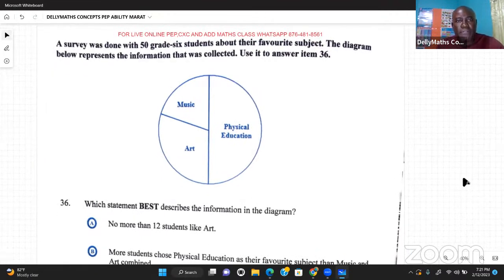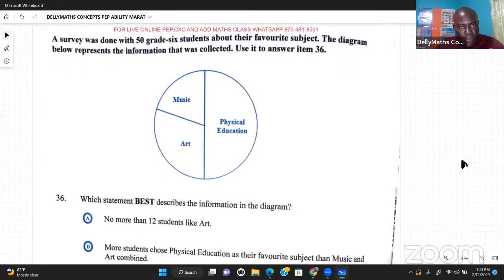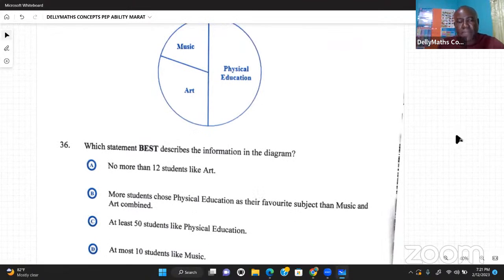50, remember there are 50 grade 6. So we're talking about 50 students. It says no more than 12. Now, half of 50 is 25, right? Half of 50 is 25. And half of this is like 12 and a half. I'm just saying, 1/4 of 50 is 12 and a half. This is more than 1/4, right? So that means this is more than 12 and 13 right now. And they say no more than 12.